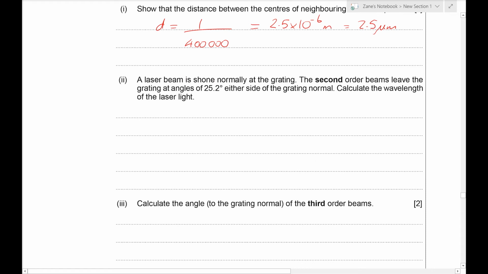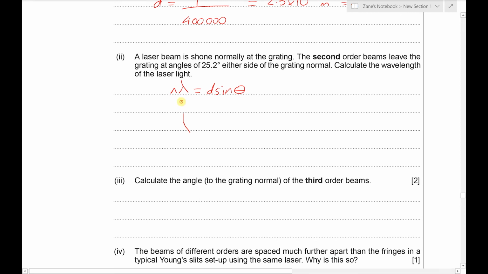Next part of the question tells us that the laser beam is shone normally at the grating, and we get second order beams leaving the grating at angles of 25.2 degrees, and we have to calculate the wavelength of the laser. So as soon as we realise it's a diffraction grating question, we can use n lambda equals d sine theta, and hence lambda is d sine theta over n, d being the 2.5 times 10 to the minus 6 that we just worked out, theta being 25.2 degrees, and in this question it's the second order, so n is 2. If we put those numbers into the calculator, you'll end up with 532 nanometers.